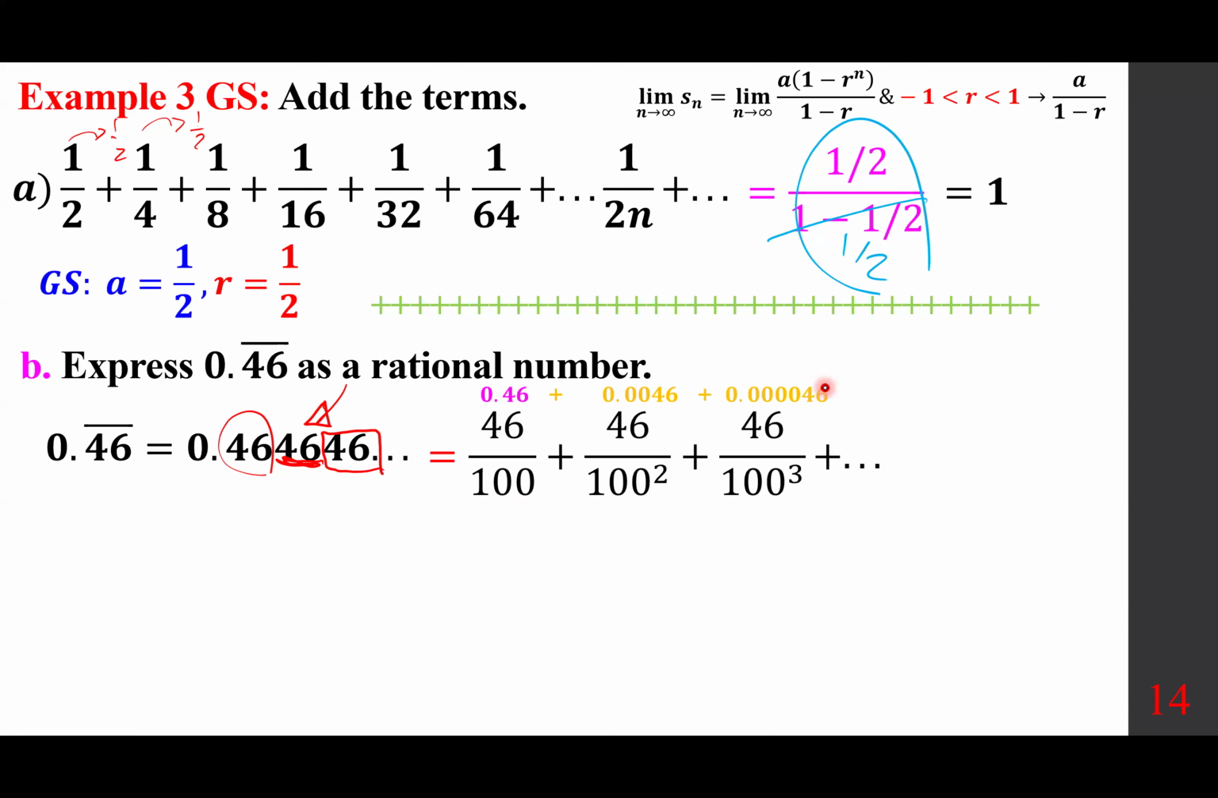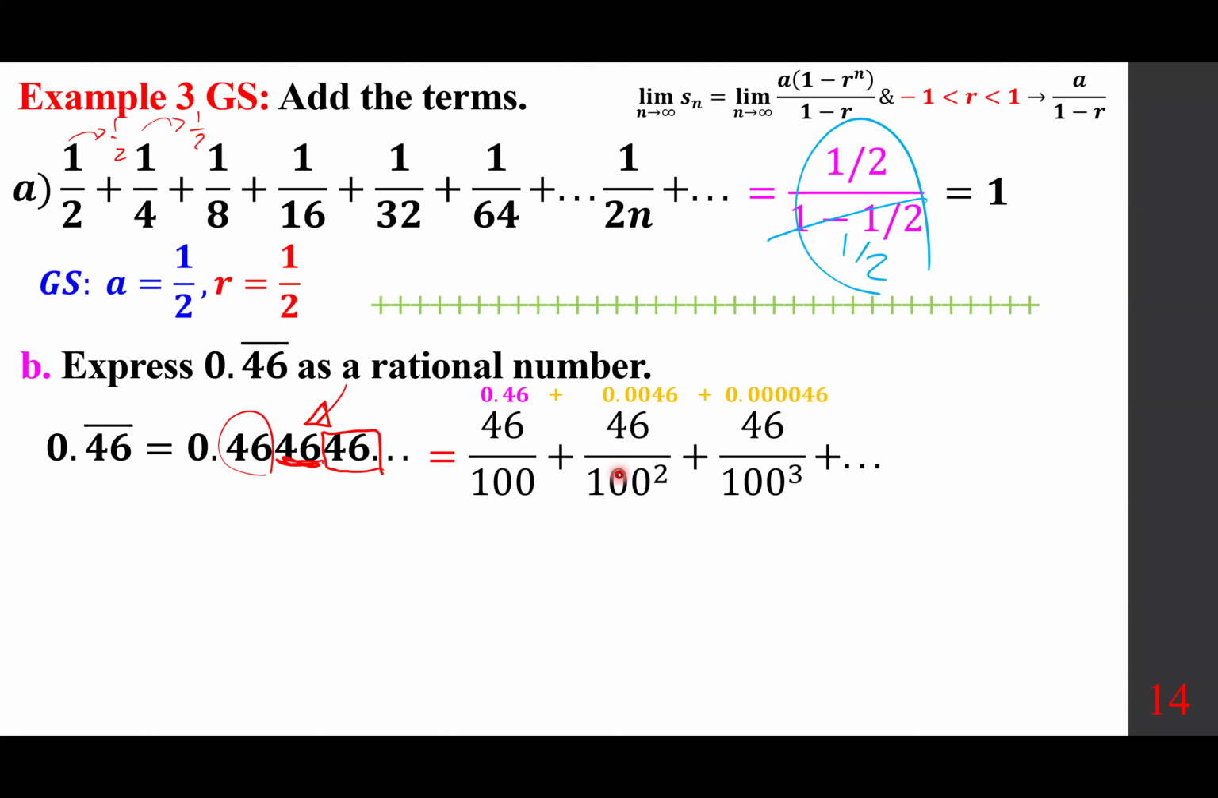First thing first, we notice this is a geometric series. If it's a geometric series, what is the first term a? This one. So you can say it's 46 over 100, or 0.46. Everybody knows this is 23 over 50. I don't want to go with the simplified version yet. I just want you to see where everything comes from as we work on it.